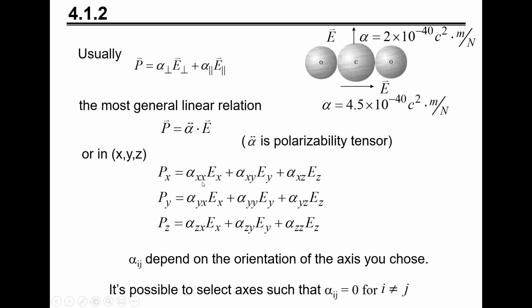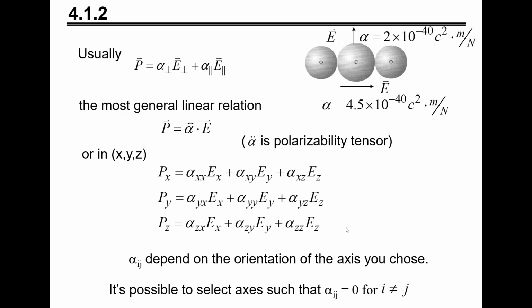these terms, alpha xy, alpha xz, where I is not equal to J, can become 0. So, these will vanish. What remains then is Px equals alpha xx Ex, Py is equal to alpha yy Ey, and Pz equals alpha zz Ez. Okay? So, those constants will become 0, depending on the orientation of the axis.